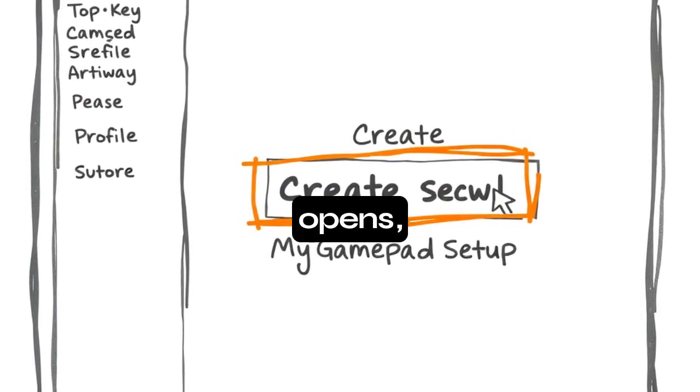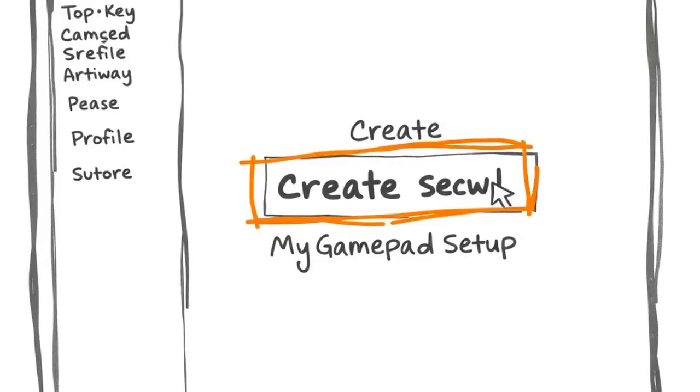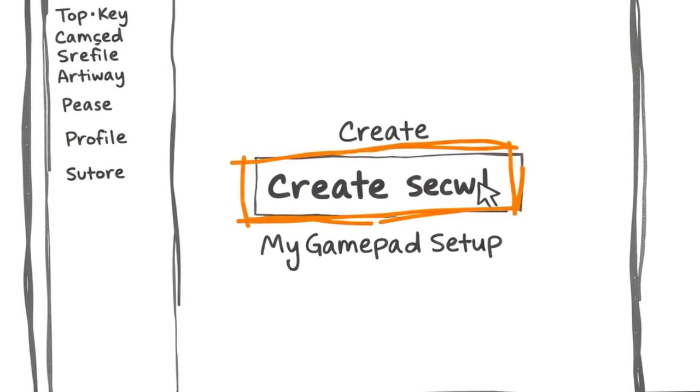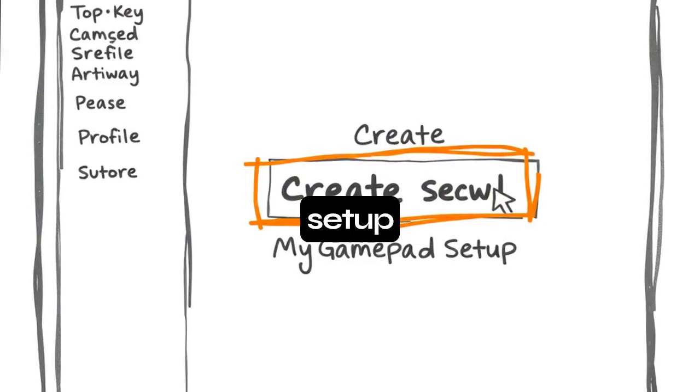When JoyToKey opens, look at the top left. You'll see a profile list. Click the Create button to make a new profile, and give it a clear name like My Gamepad Setup.